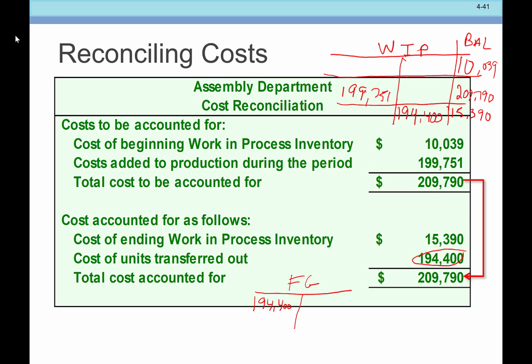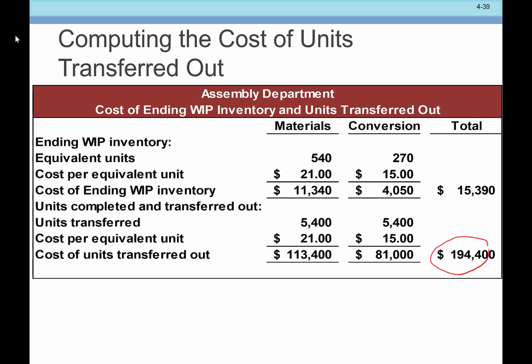We debit either the next department's work in process or our finished goods for 194,400. We credit the work in process, right? And when we do, it's left with a balance of 15,390. Right here. Is that the balance that's left? And that was the balance that we calculated should be in our work in process at the end of the year using the cost per equivalent unit times the number of equivalent units in there, even though we calculated them separately for materials and conversion costs. I just showed you, rather than have two separate sets of numbers going into our work in process, I just use one big number.